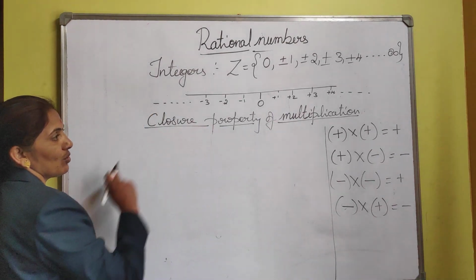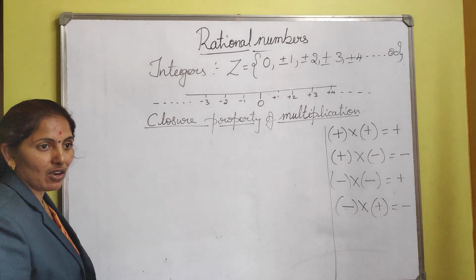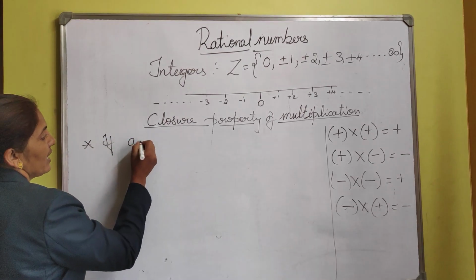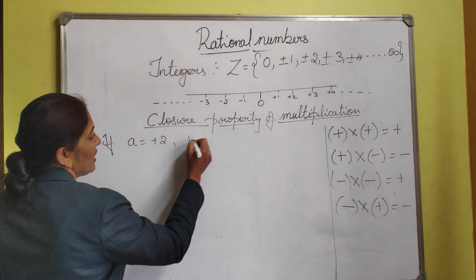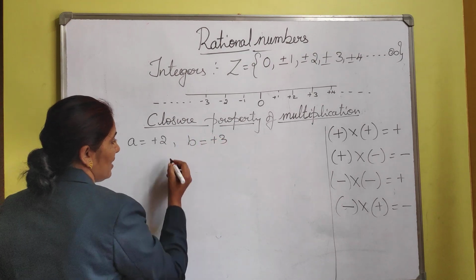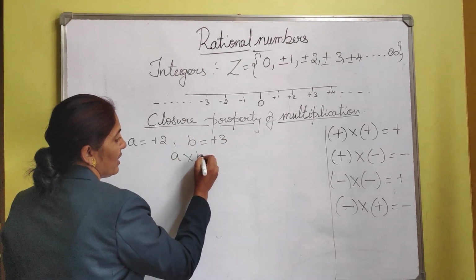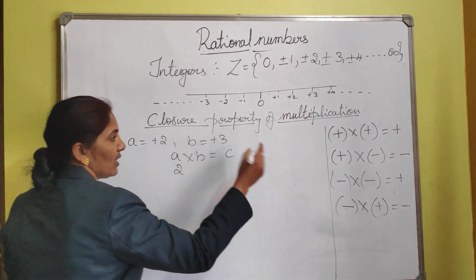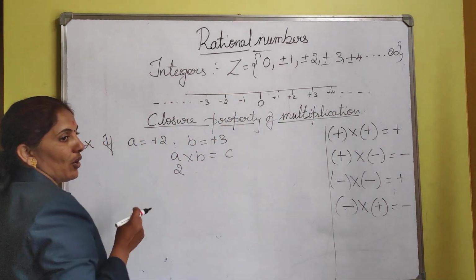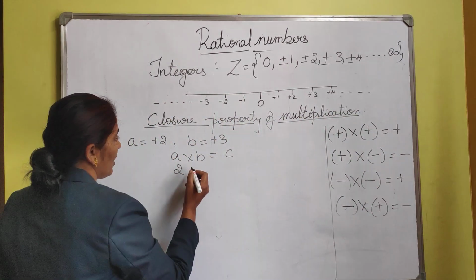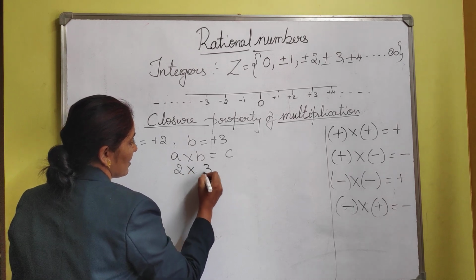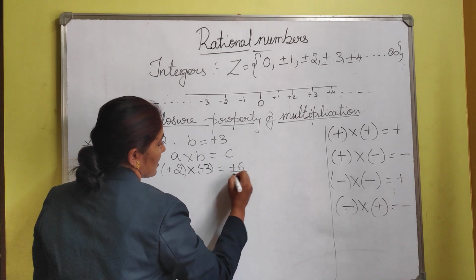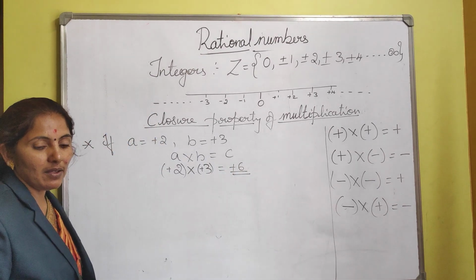Now let us check whether the closure property of multiplication is satisfied or not. I'll consider the first case. If a is equal to plus 2 and b is equal to plus 3, I can write a into b is equal to c. Both are positive, so we get a positive product: 2 into 3 is plus 6. It is again a positive.